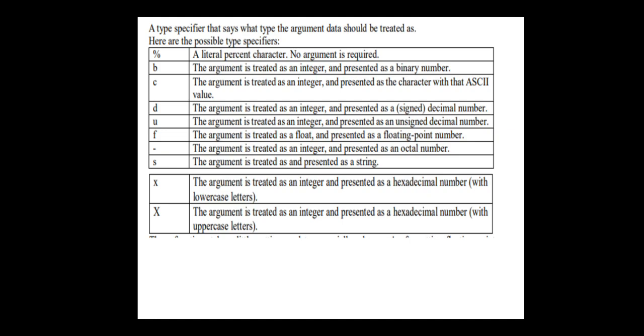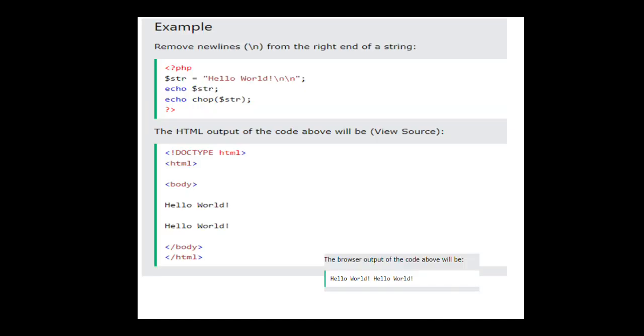F, the argument is treated as a floating point number. And hyphen, the argument is treated as an integer and presented as an octal number. S, the argument is treated and presented as a string. X, the argument is treated as an integer and presented as a hexadecimal number. Capital X, which is treated as a hexadecimal number with uppercase letters. Okay, so these are the arguments that can be used in our PHP programs.